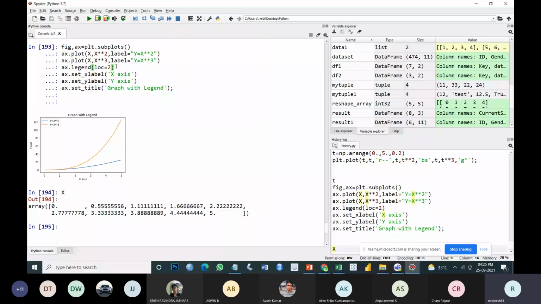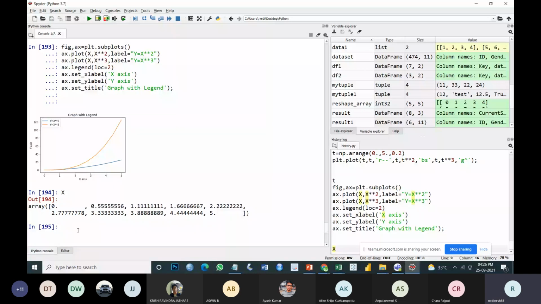Then x label is for the x-axis. Here we have the x-axis. Y label is the y-axis. Title, it is graph with legend. Okay, there is the graph with legend, and print. This is the graph with legend.